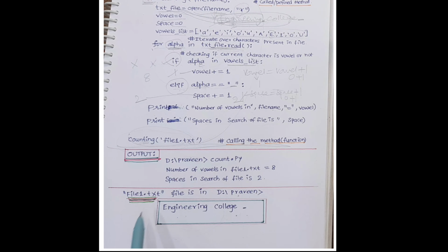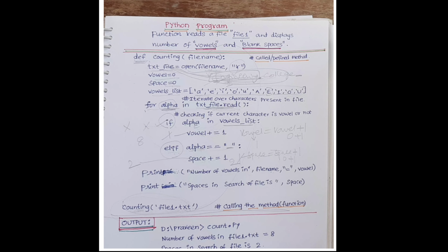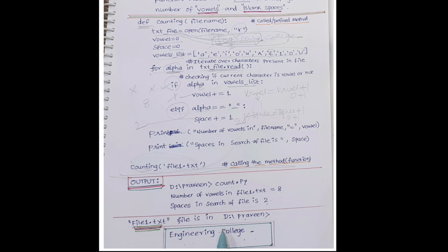We read from file1.txt. Next, we find vowels and blank spaces by using the counting method or function. Like that, we can find the vowels and blank spaces from the given file1.txt. Here you see the output of count.py: number of vowels 8, spaces in the file is 2. After searching, our spaces are 2 only. Why did we get 2? After engineering, you see here, one space, and if we keep our cursor here, we will get one more space. Like that we will get the output for this program.